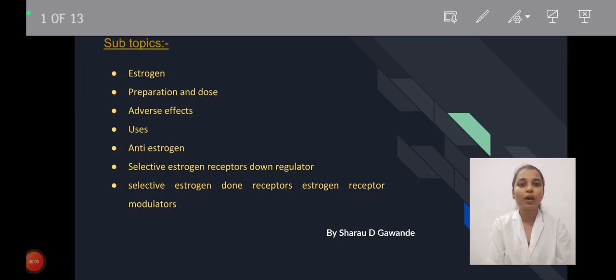Today we will talk about estrogen. The subtopics I will cover under this are estrogen, preparation and dose, adverse effects, uses, anti-estrogen, selective estrogen receptor downregulator, and selective estrogen receptor modulators.